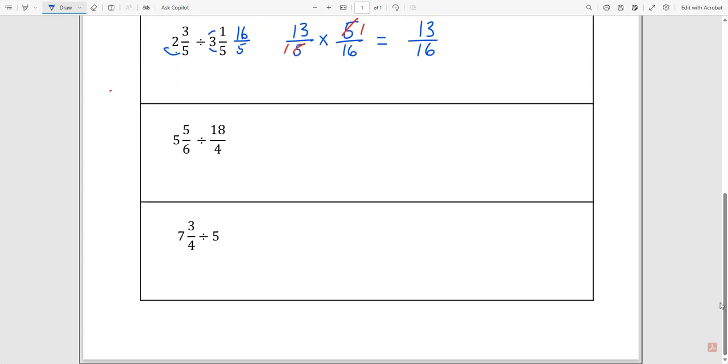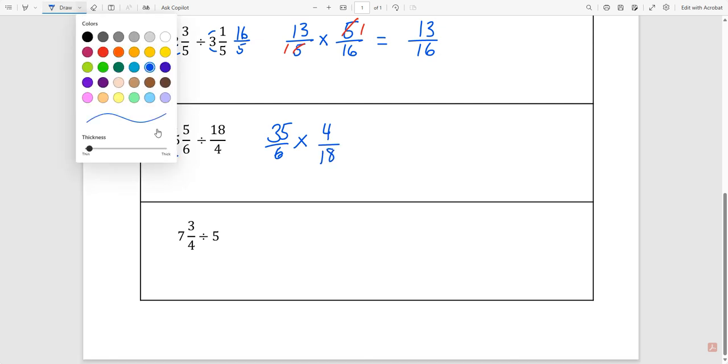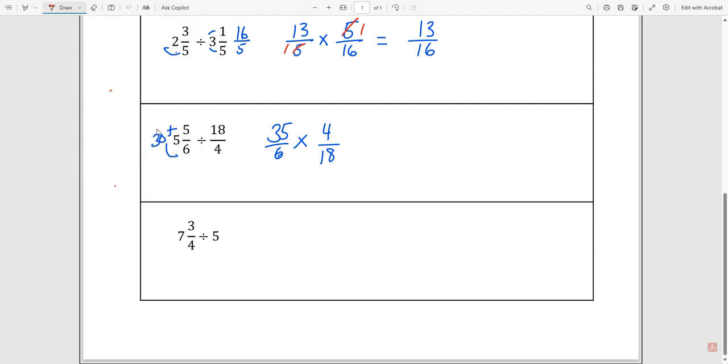And now we have 5 and 5/6 divided by 18/4. And let's change this mixed number to an improper fraction by multiplying the denominator. 6 times 5 is 30, and plus the 5 in the numerator is 35. So I have 35 over 6. I'll change the operation from division to multiplication, and we're going to flip the second fraction, 4 over 18. And again, I can simplify here with the 4 and the 6. I can reduce that by 2. 2 goes into 4 2 times, and 2 goes into 6 3 times.